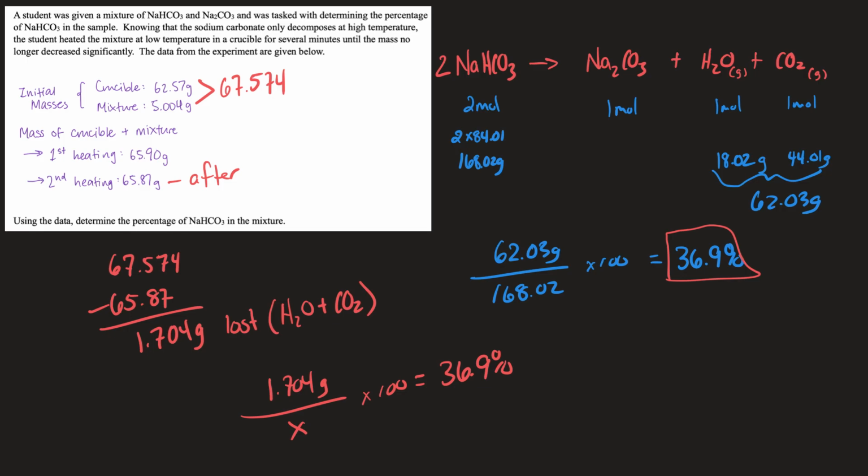Working that math out, 1.704 divided by 0.369, and X is equal to 4.62 grams. So now if we want to find the percentage that was baking soda in the original mixture, 4.62 grams divided by 5.004 times 100, and we get about 92.3%. Hope that was helpful.